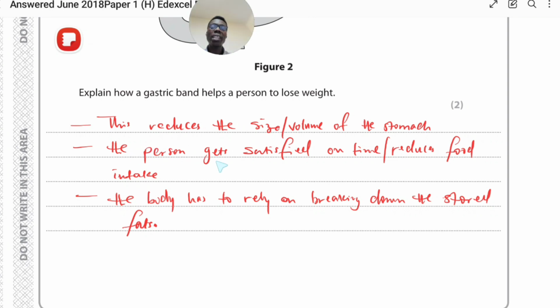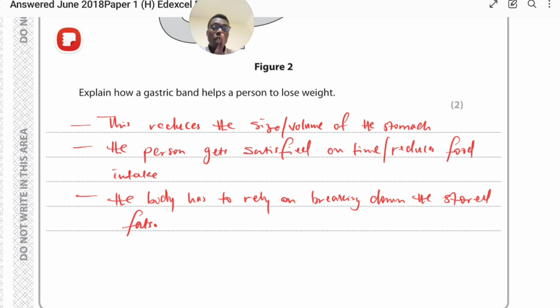So for this reason, the person gets satisfied on time, thereby reducing food intake. It's like you're making the person not eat as much as he or she would have eaten. The person can decide to say, okay, I don't want to eat a lot, but it may not be so easy to do that. With the gastric band, by the time the stomach is filled up, you can't do anything anymore.